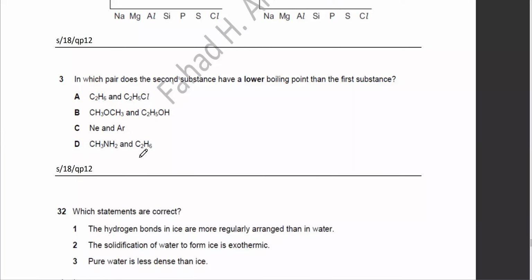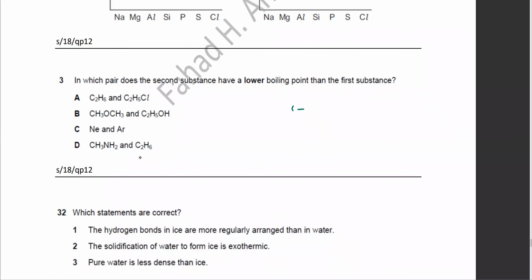So coming back to the question, the first one is C2H6. You've got C. What type of intermolecular forces would it have? Permanent dipoles, hydrogen bonding, or van der Waals forces? Is this molecule polar or non-polar? Non-polar. So it's only going to have van der Waals forces, just the random fluctuation of electrons that's going on when it's bumping with other molecules.